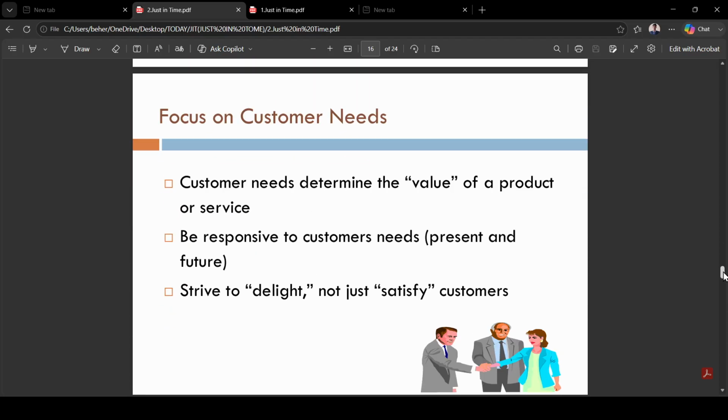So focus on customer needs. Customer needs determine the value of a product or service. Be responsive to customer needs, present and future. Strive to delight, not just satisfy, the customer.